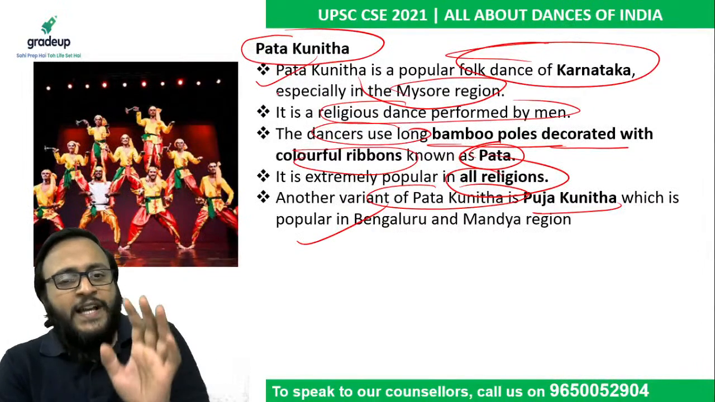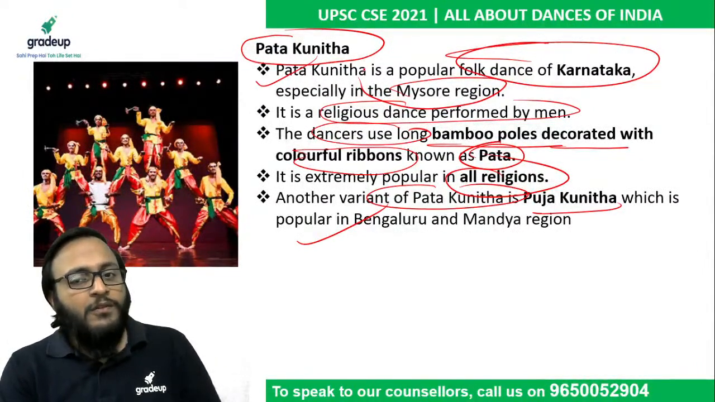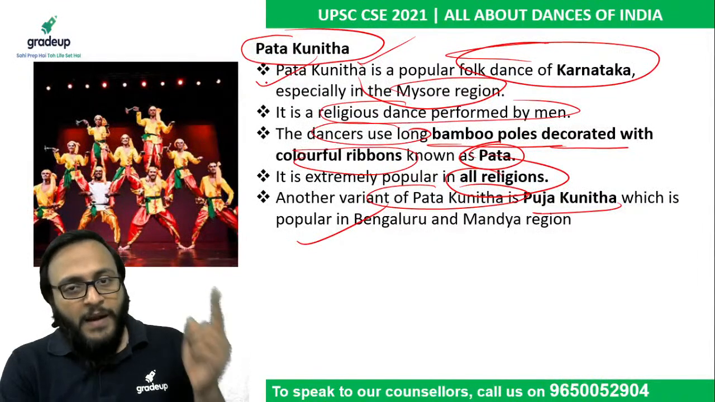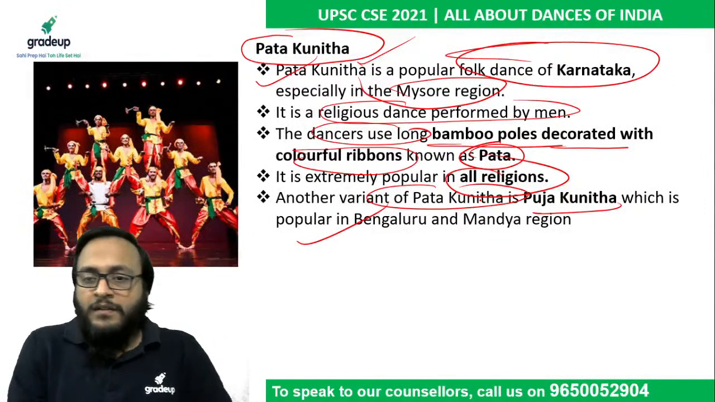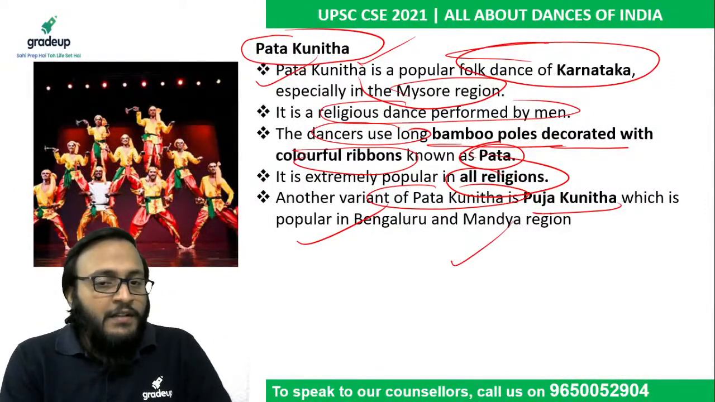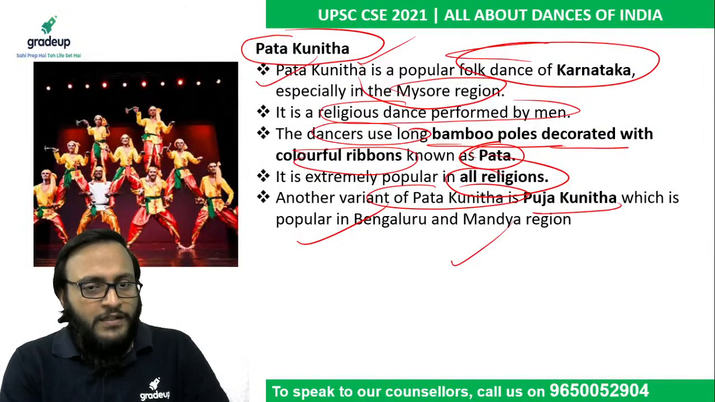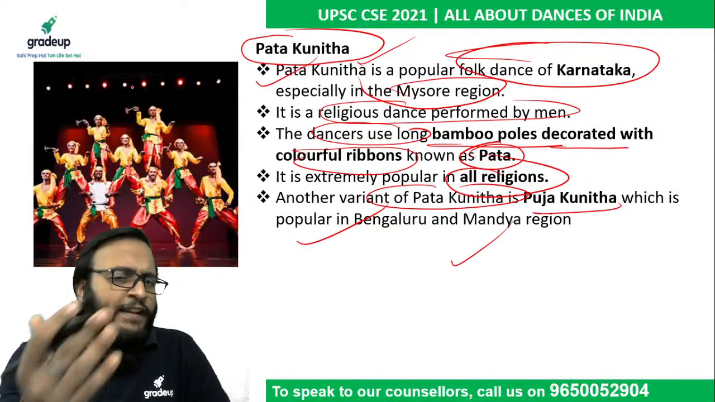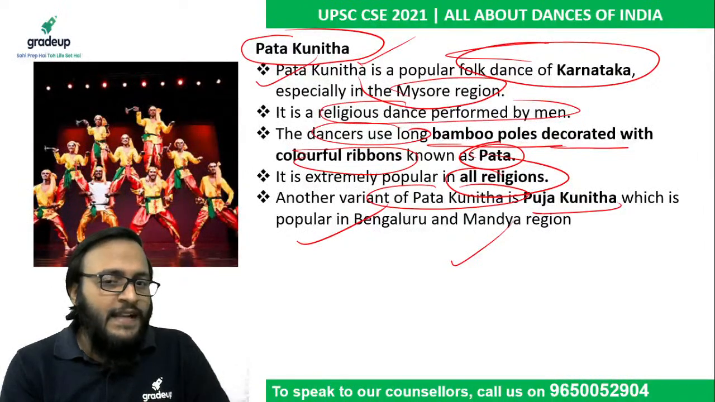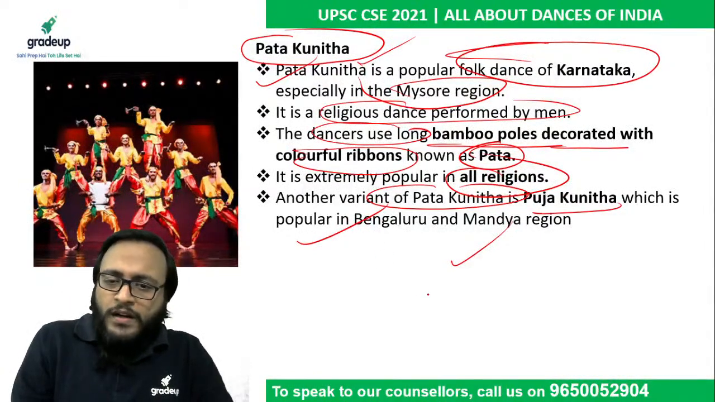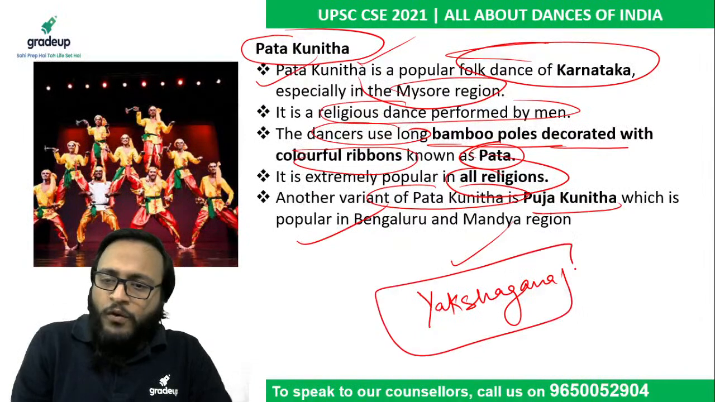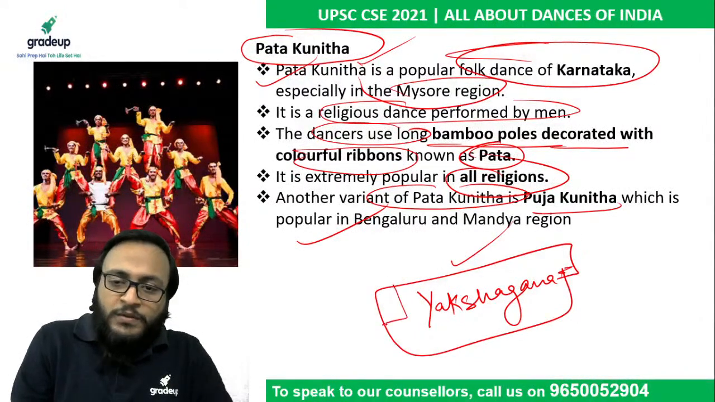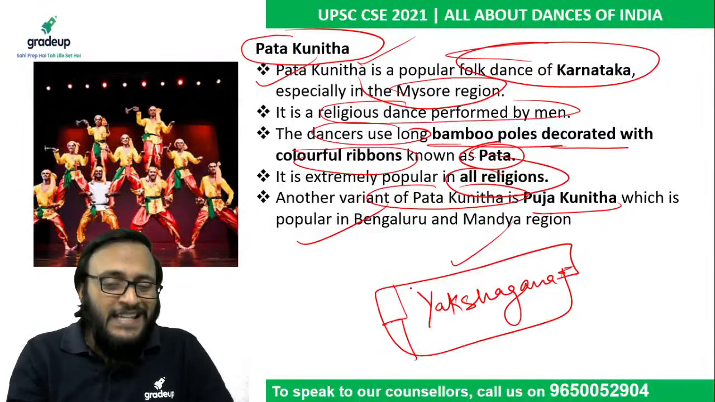So guys, Kunita is basically the dance form which has various versions: Pat Kunita, Puja Kunita, and we can see other elements present in Karnataka's folk culture. One of the very famous folk dances is not just a folk dance, but a complete performance called Yakshagana. Yakshagana is a type of folk dance cum song cum music performance. So overall we can say it is a skit.